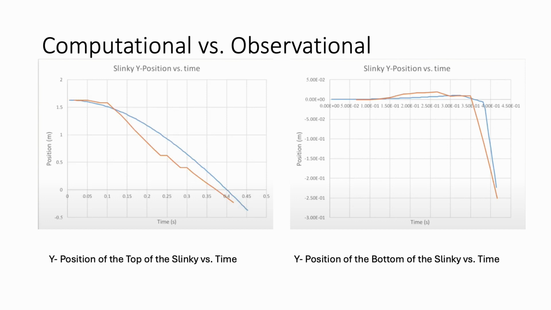And then you can also see on the right the y position versus time, and this is for the bottom of the Slinky. And as you can see, the observational data is a little bit misaligned with the computational model. That is just because of things we didn't account for.